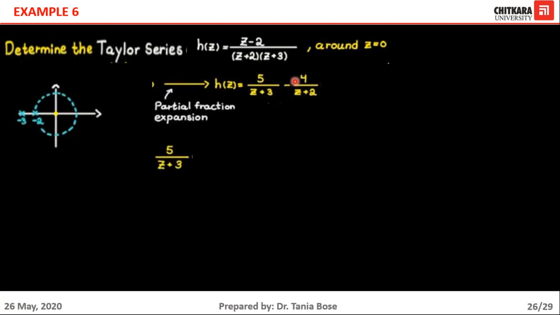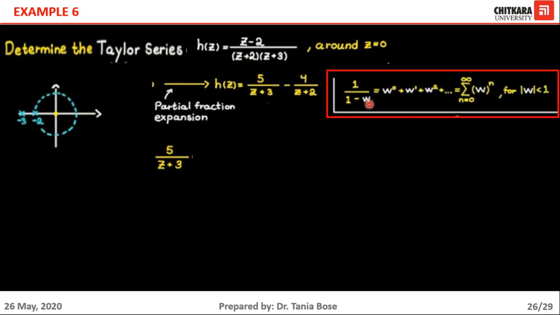So first let us take up the term 5 upon z plus 3. Now what is the center? Z is equal to 0. That means I don't have to do any manipulations in this z because my answer should be in terms of z. Now, to use this formula, 1 upon 1 minus w, the constant term should be 1. So here, what is the constant term? It is 3. So let us take out 3 common first. So when I take out 3 common, I will get 5 by 3 into 1 upon z by 3 plus 1, right? Now, let us apply this.